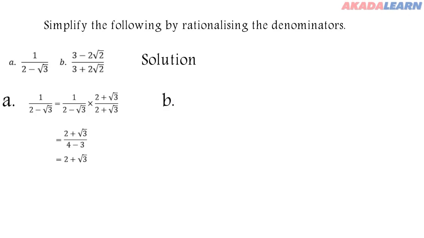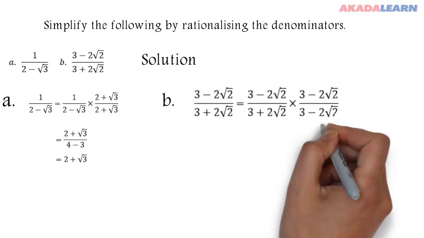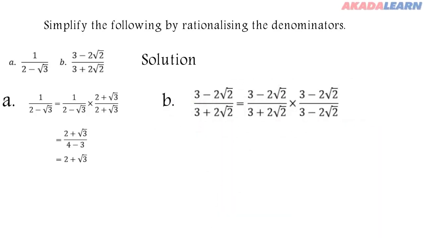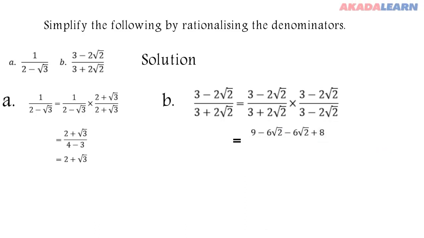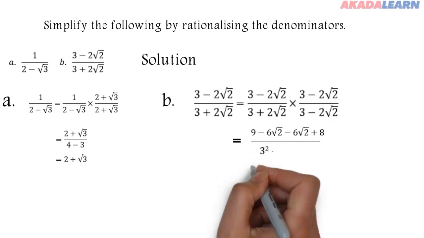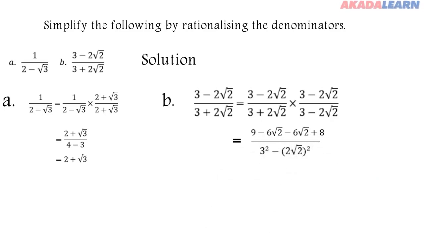Now the second one, the conjugate of the denominator is 3 minus 2 root 2. So we're going to multiply numerator and denominator by it. So let's see now, 3 times 3 is 9. 3 times minus 2 root 2 is minus 6 root 2. Minus 2 root 2 times 3 is minus 6 root 2. Minus 2 root 2 times minus 2 root 2 is plus 8. Now let's multiply the denominators. Remember, apply your difference of two squares. So we have 3 raised to power 2 minus 2 root 2 raised to power 2.